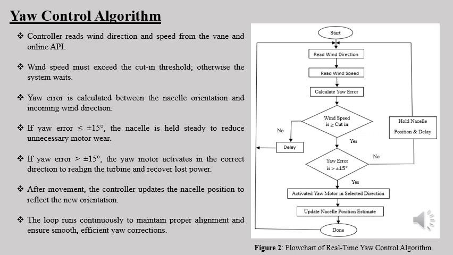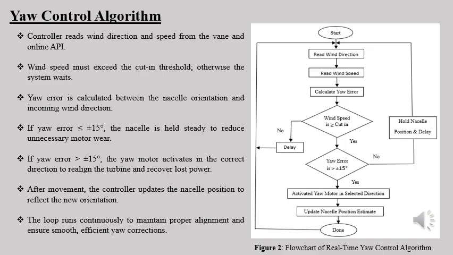Next, the yaw error is calculated as the difference between the nacelle orientation and the incoming wind direction. If the yaw error is within plus or minus 15 degrees, the nacelle is kept steady to avoid unnecessary motor wear and over-correction. However, when the yaw error exceeds plus or minus 15 degrees, the controller activates the stepper motor in the appropriate direction to realign the turbine and recover lost power.